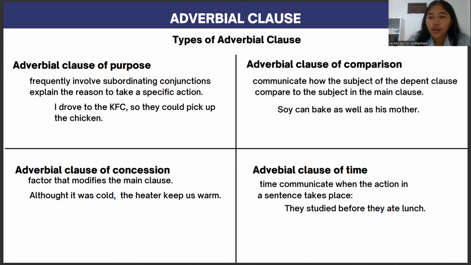Next, adverbial clause of comparison. This is to communicate how the subject of the dependent clause compares to the subject in the main clause. For example, Soy can bake as well as his mother. And next is adverbial clause of time. This is used to communicate when the action in a sentence takes place. For example, they studied before they ate lunch.